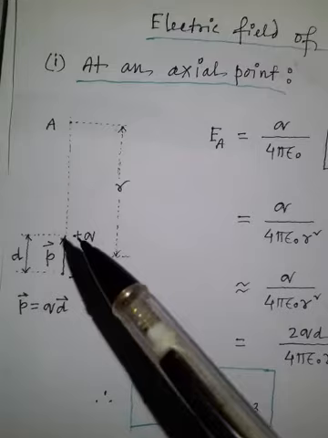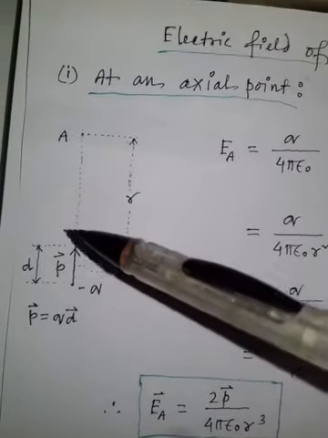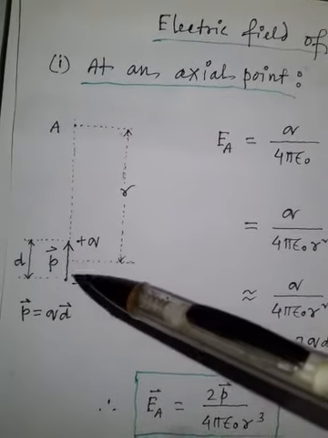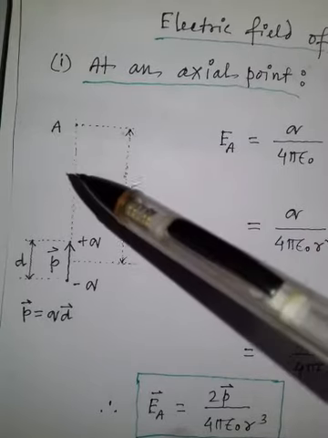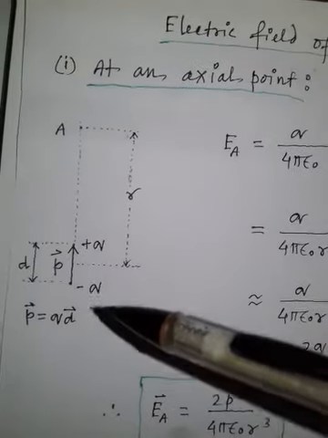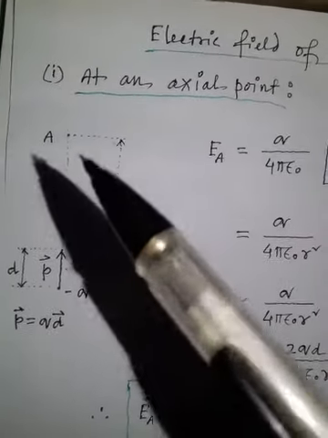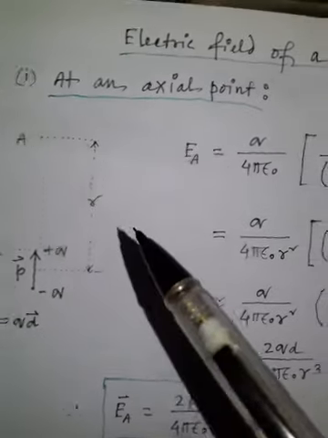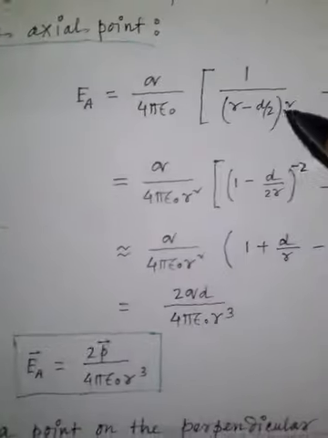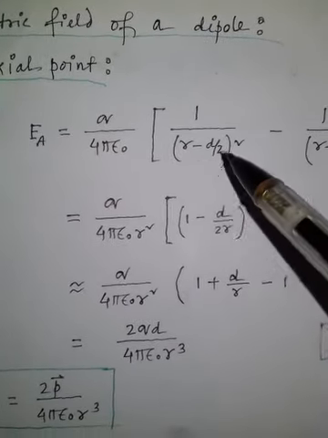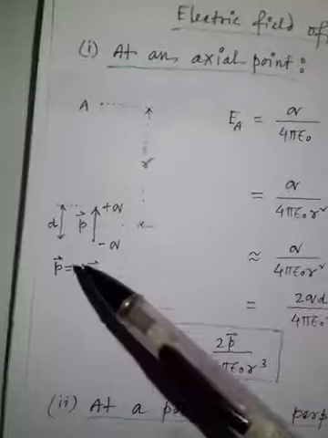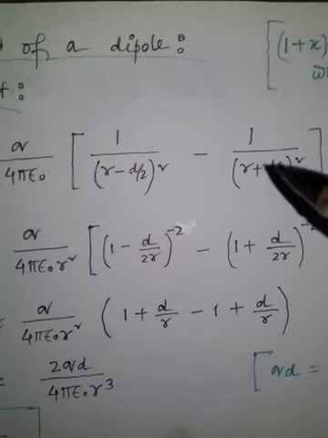So plus q charge produces an electric field at A along this direction and minus q charge produces a field at A along this direction, that is attractive one. So total electric field at A due to this dipole would be like this. This term comes from plus q charge, as plus q charge is at a distance r minus d by 2 from A, and this term comes from the minus q charge contribution.